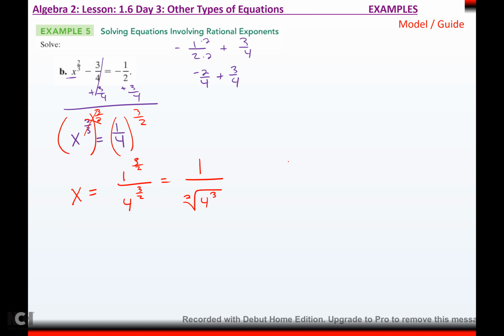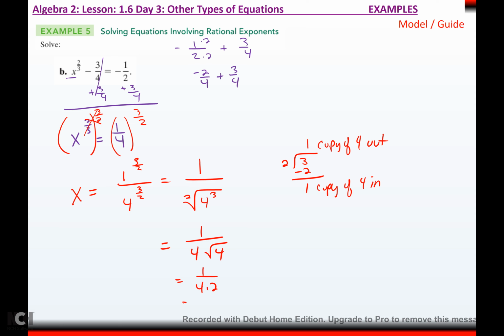Well, again, 2 goes into 3 one whole time. Take away 2, which leaves 1 left over. So 1 copy of 4 is out, and 1 copy of 4 is in. So this is 1 over 4 square roots of 4. Oh, because it's perfect. Anyway, sorry, the square root of 4 is actually 2, so that makes x equals 1/8.